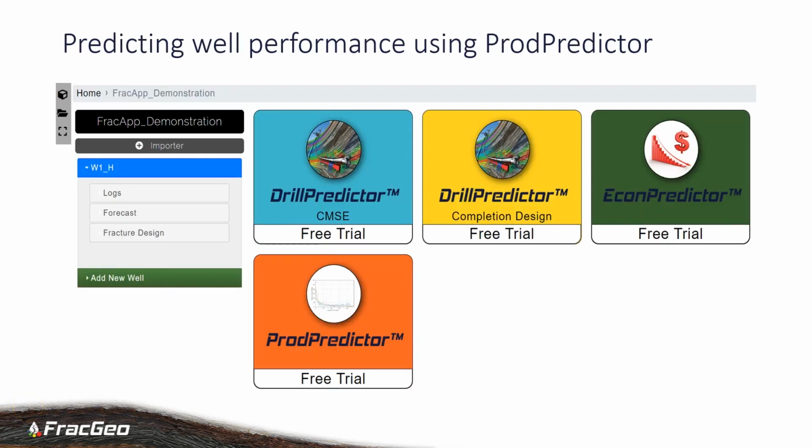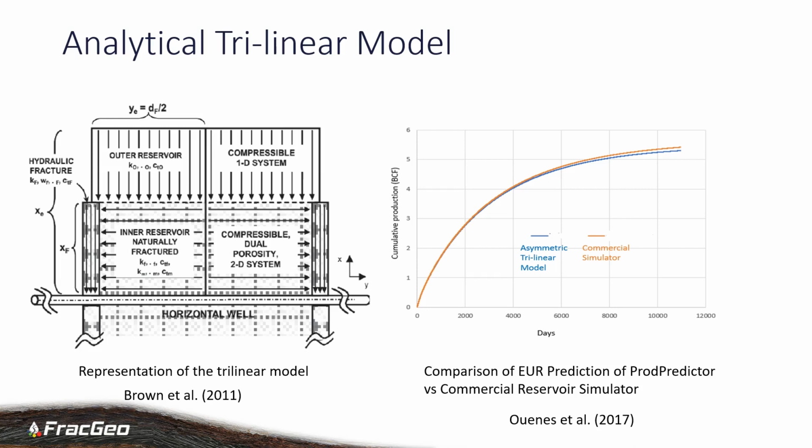Moving on to the next step of the workflow, the prod predictor lets us estimate the production forecasts and reserves estimates using a quick and robust analytical solution without a lot of input data and computation time. The unique feature about this module is the implementation of the physics-based analytical trilinear model that bridges the gap between the full numerical reservoir simulation and the simplistic decline curve analysis.